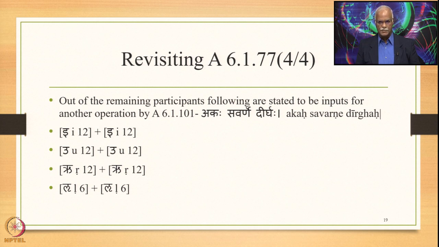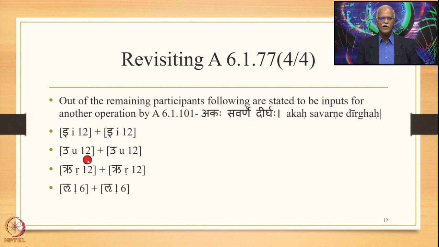Out of the remaining participants, the following are stated to be inputs for another operation by 6.1.101, akah savarne dirghah. The i 12 varieties, hrasva and dirgha, plus i 12 varieties. So this i can be considered as part of ik, and these 12 varieties over here, and this i can be considered as part of ach, the right-hand side environment. When this is the situation, of course you can say that this is the condition for iko yanaci to apply, no doubt, but in this case 6.1.101 applies because of a special mention of the word savarna. So this i is savarna with this i, and in this case this rule applies.